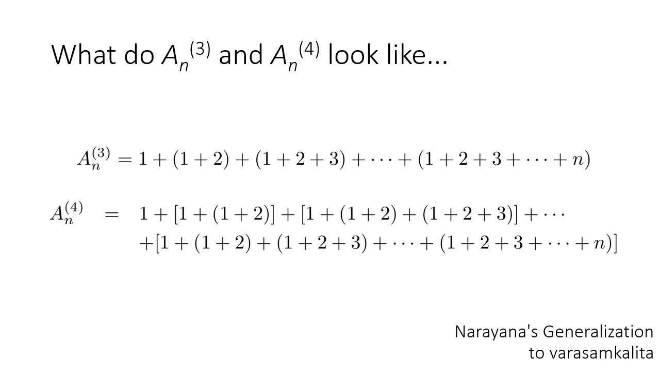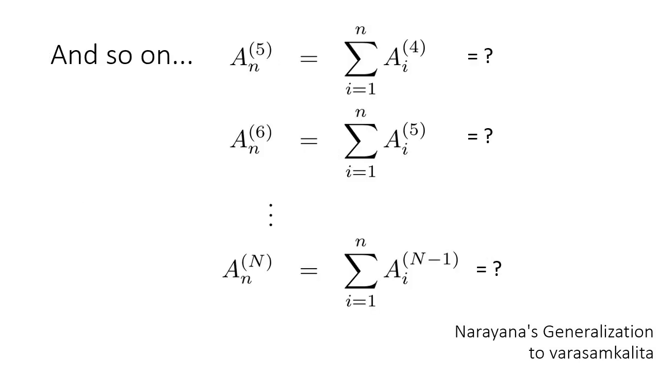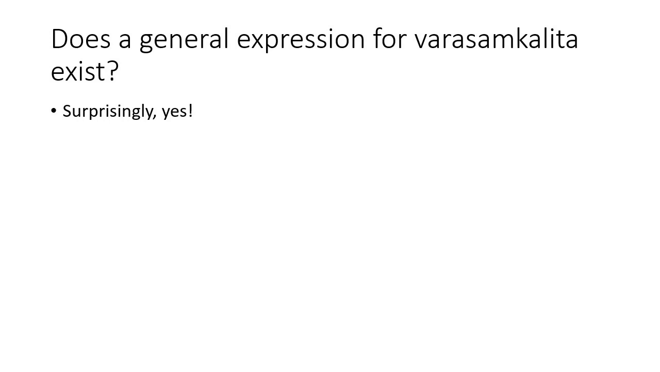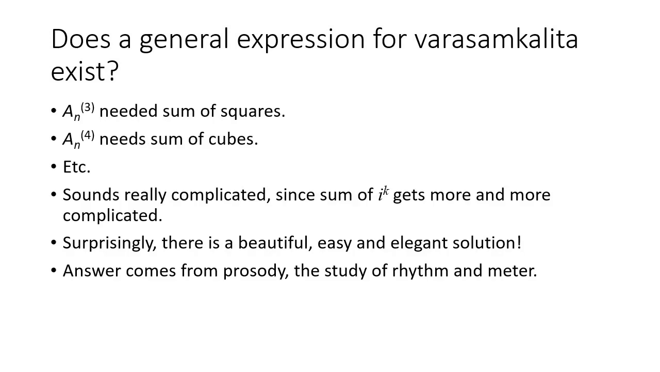Alright, so are there expressions for a_n4, a_n5, a_n6 and so on? Well, the answer turns out to be, surprisingly, yes. In fact, even though it sounds really complicated, because we saw that a_n3 required the sum of squares, a_n4 requires a sum of cubes, and so on, it is really complicated if you try to approach it that way.